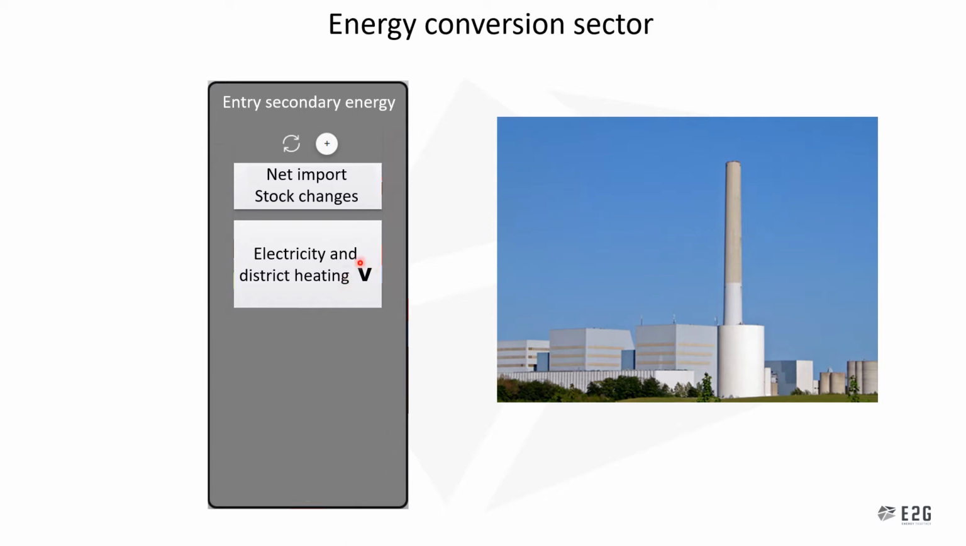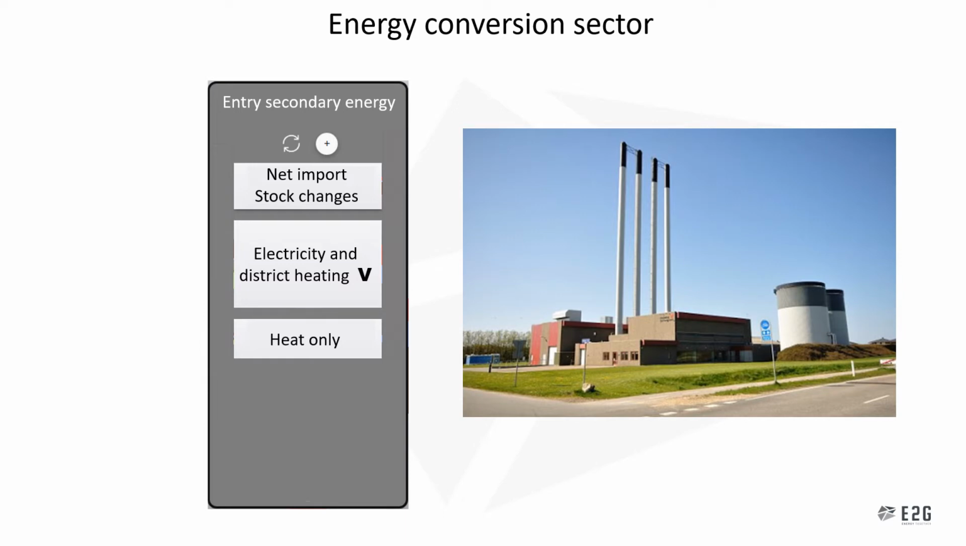And note here that there's a V or an arrow pointing downwards. This means that there's a level deeper inside this electricity and district heating. And I will explain more on this electricity and district heating later.